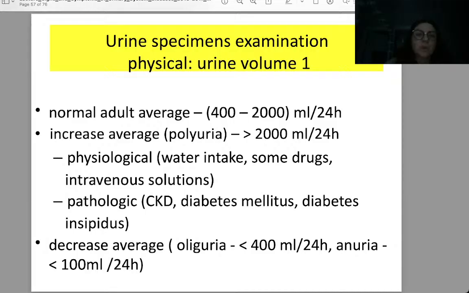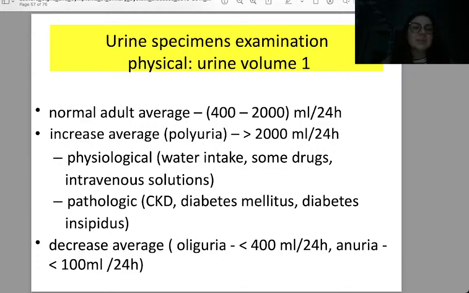According to urine volume, it can be normal: the normal adult average is from 400 to 2 liters per 24 hours. An increased average we name polyuria, when the daily urine is more than 2 liters, and it can be physiological, for example due to increased water intake, due to some drugs or IV solutions. And polyuria can be pathological, most often due to chronic kidney disease, diabetes mellitus or diabetes insipidus.